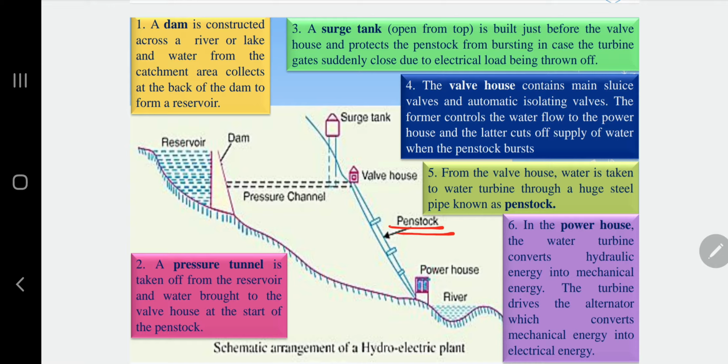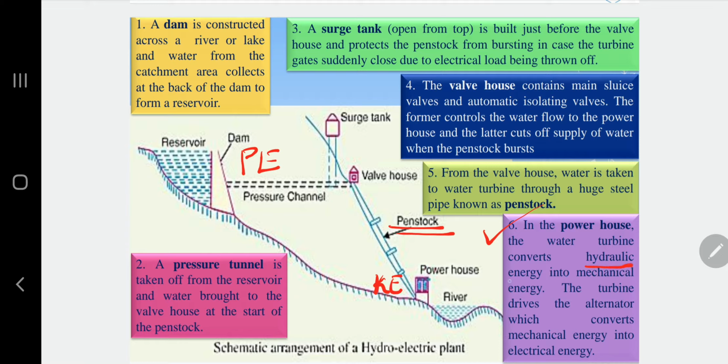Now the last one, the sixth one, is the powerhouse, the main heart of this power generating unit. And what is done here? The hydraulic energy of water, this potential energy, is converted into kinetic energy while flowing, and then it is used for rotating a turbine.